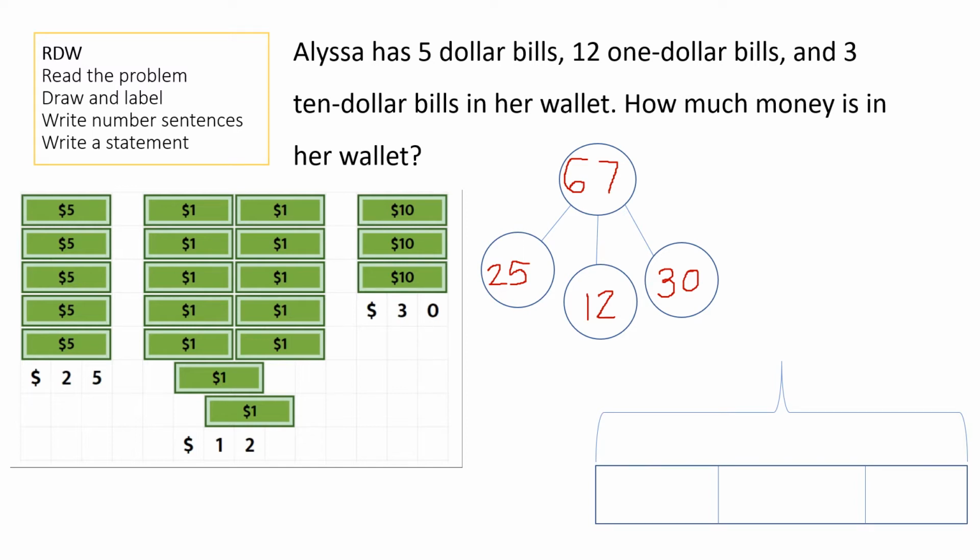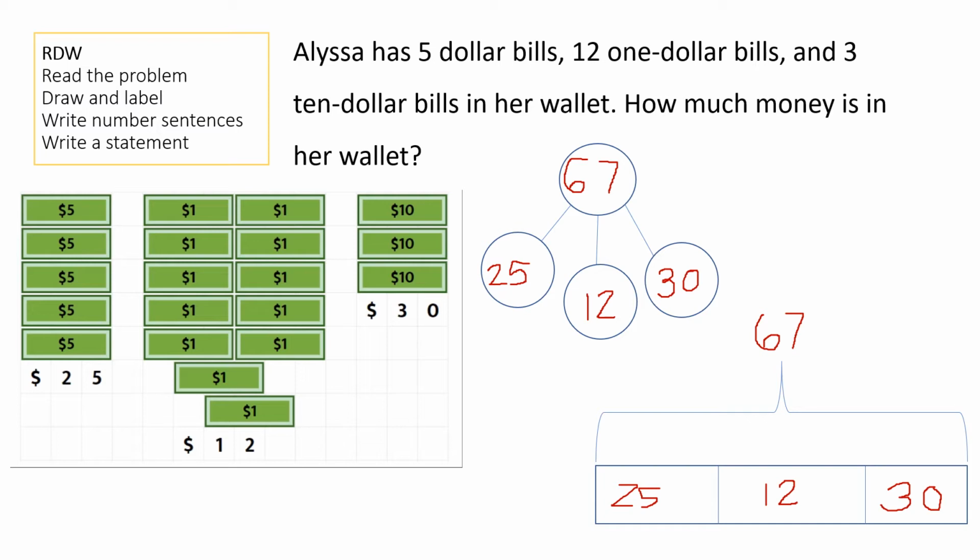We know that these squares represent the different parts, and the parts in this problem are 25, 12, and 30, where this represents the whole, which is 67, the whole where it's added all together. So these are 3 different ways that you could have represented this problem.